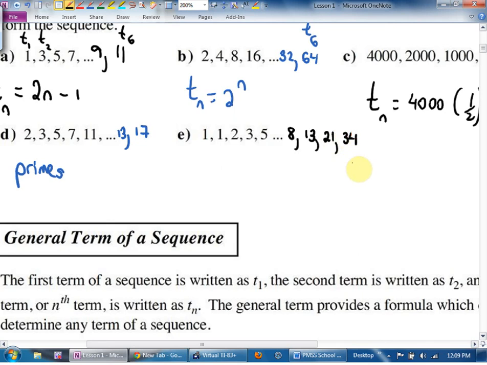Okay, so here's how I would write that. The nth term is equal to, take the term before it and add the term two before it. I think that's how I'd write it. This is called a recursive sequence because it has T's on both sides. We're not looking at those. It's also called the Fibonacci sequence.